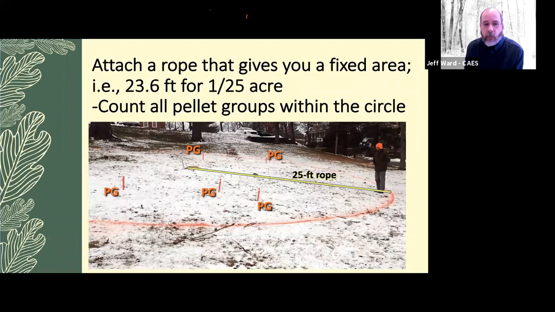So what you do is you get a rope with a fixed area. If you want to do a 25th of an acre, you can do the math. It's 23.6 feet as a radius. We have a stake, we attach the rope, and we pull the rope tight. We walk around the circle, and every time we see a pellet group, we put down a popsicle stick. We use the orange stakes here so you can see it.